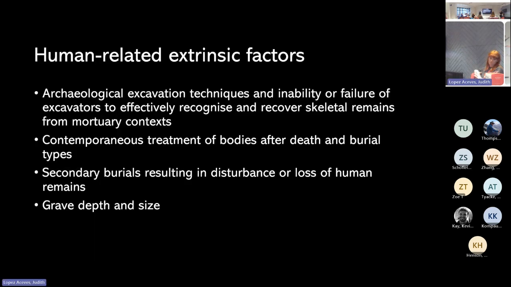So human-related extrinsic factors include archaeologists' failure to recognize and recover skeletal remains effectively, but also contemporaneous treatment of bodies after death and burial and different types thereof, and also secondary burials, people removing the original interments or adding new people in, which disrupts the original pattern and causes bones to be lost. And then there's grave depth and size, which is also being hypothesized to affect preservation.